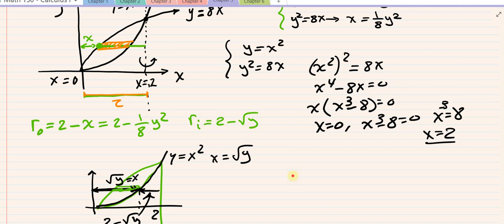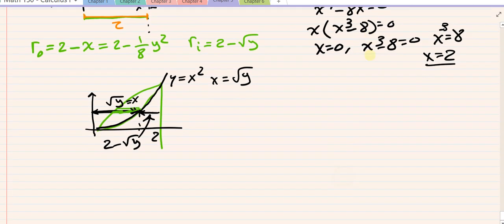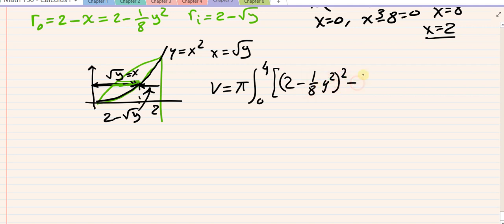Now, the limits of integration: these washers can go from 0 up to, when x is 2, squared, 4, up to 4. That's what those are, and that determines the limits of integration. So using washers, we have the volume is pi, integral from 0 to 4, of the outside radius, which is 2 minus 1/8 y squared, squared, minus the inside radius, 2 minus square root of y, squared. And there we have it.